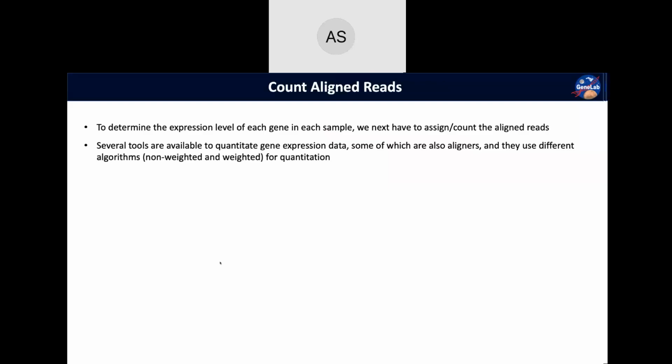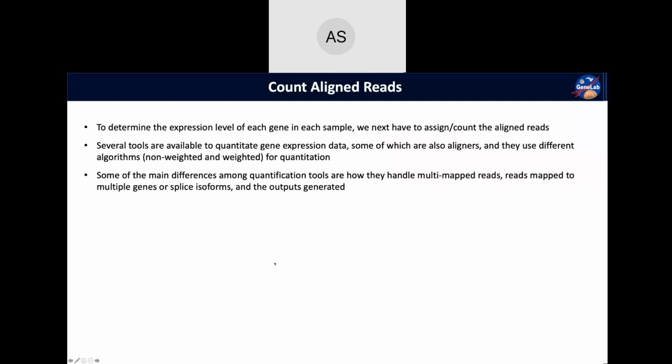And so the different types of quantitation tools use different algorithms to do the quantitation. I broke them up into two different groups, weighted and non-weighted, and I'll get into what that is in a minute. Some of the main differences between the quantification tools are how they handle multi-mapped reads, and reads mapped to multiple genes or splice isoforms. As we saw, we absolutely have them.